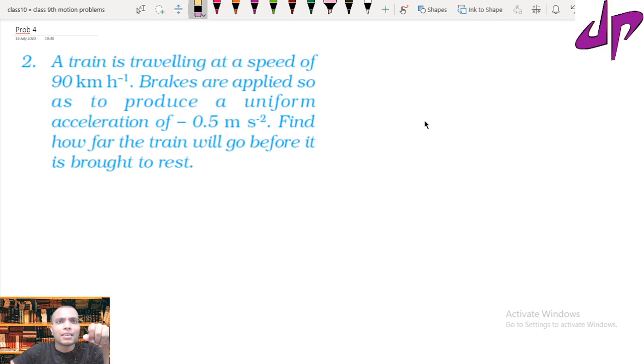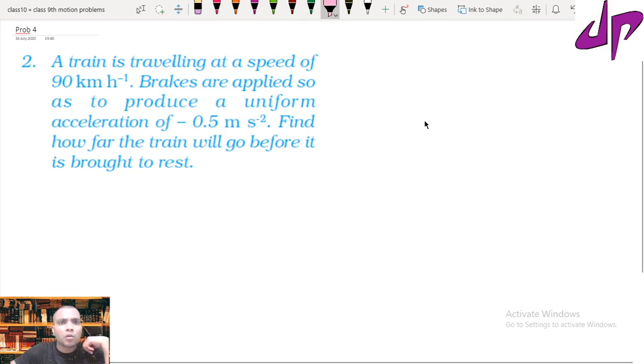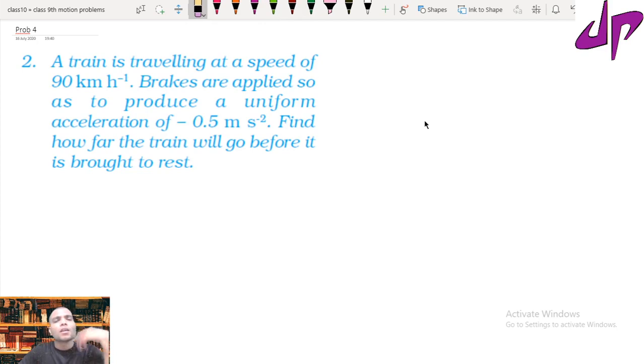So that we will show in the problem with a negative sign. The negative sign here represents that the acceleration is decreasing. And after decreasing acceleration, what happens? The train comes to rest.